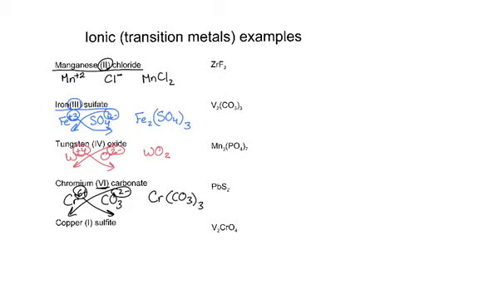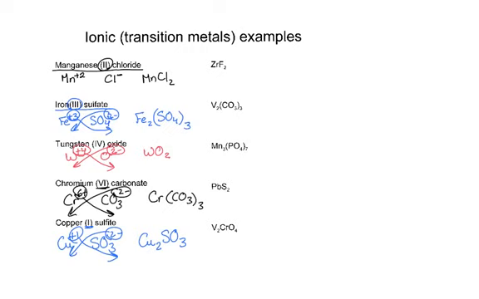Last one here, copper 1 sulfite. So copper is Cu. This 1 tells us it's +1 charge. Sulfite is SO3 2 minus. So we would need 2 coppers for every sulfite. Again, you can cross these if you would like.